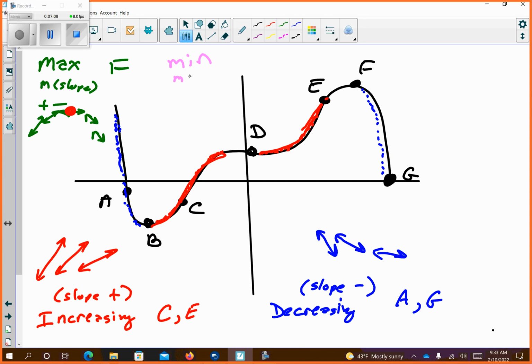A min, again, talks about slopes. A min is where our slope goes from negative to positive. How that works is I have these negative tangent lines that look like this. Okay? So that would be a minimum. Our minimum point for that would be letter B.